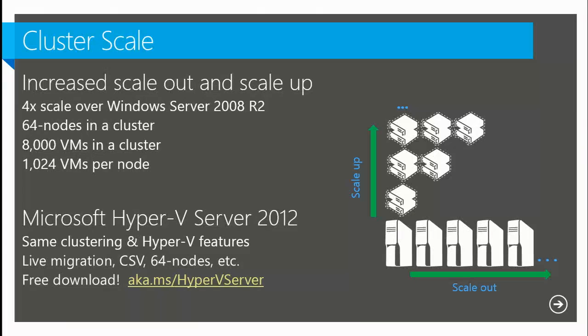So Hyper-V Server supports 64-node clusters, 8,000 VMs, cluster shared volumes, live migration. A lot of people ask, why would Microsoft give this away for free? Well, it's important to remember that this version only supports Hyper-V and failover clustering. It doesn't come with file server, DNS, Active Directory, DHCP. So you're still going to need those core infrastructure services in your environment, but just for your Hyper-V hosts, it's a great solution.